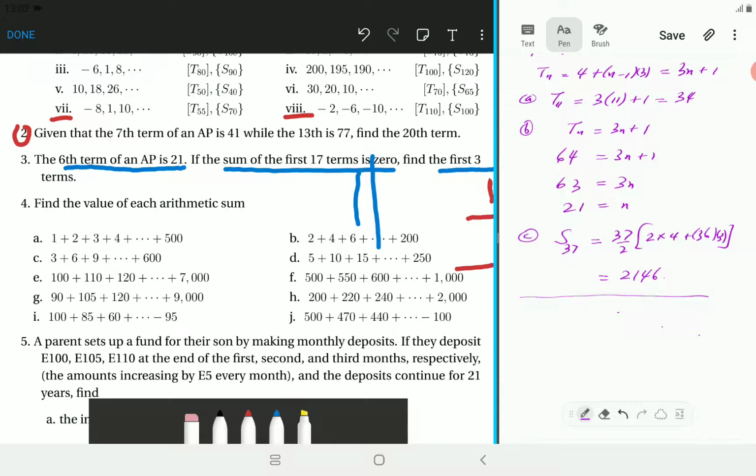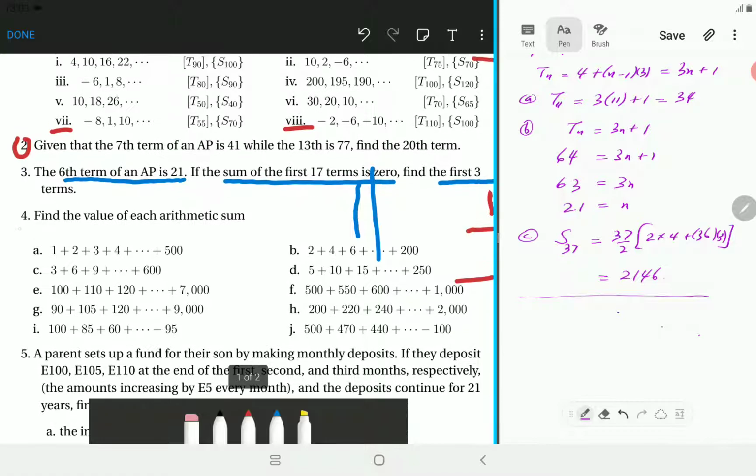Okay, maybe let's create a question for you. So the last one is J. Let's call this one K. Okay, you're gonna do 100 plus 115 plus 130, and then all the way to 10,000. Okay, so that's the number 4.